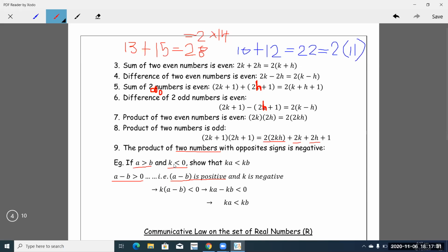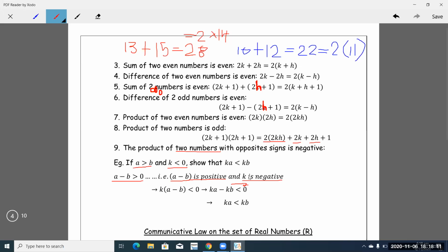And then they tell us that K is less than 0. So they're telling us that K is negative. But by this rule, it tells us that the product of a positive number, A minus B, and a negative number, K, is going to be less than 0. Yes, sir. So we multiply the K times the A minus B, the result is going to be less than 0. So when we expand it now using the distributive property, we get Ka minus Kb is less than 0. And so if we bring over the Kb now, we're going to get that Ka is less than Kb.